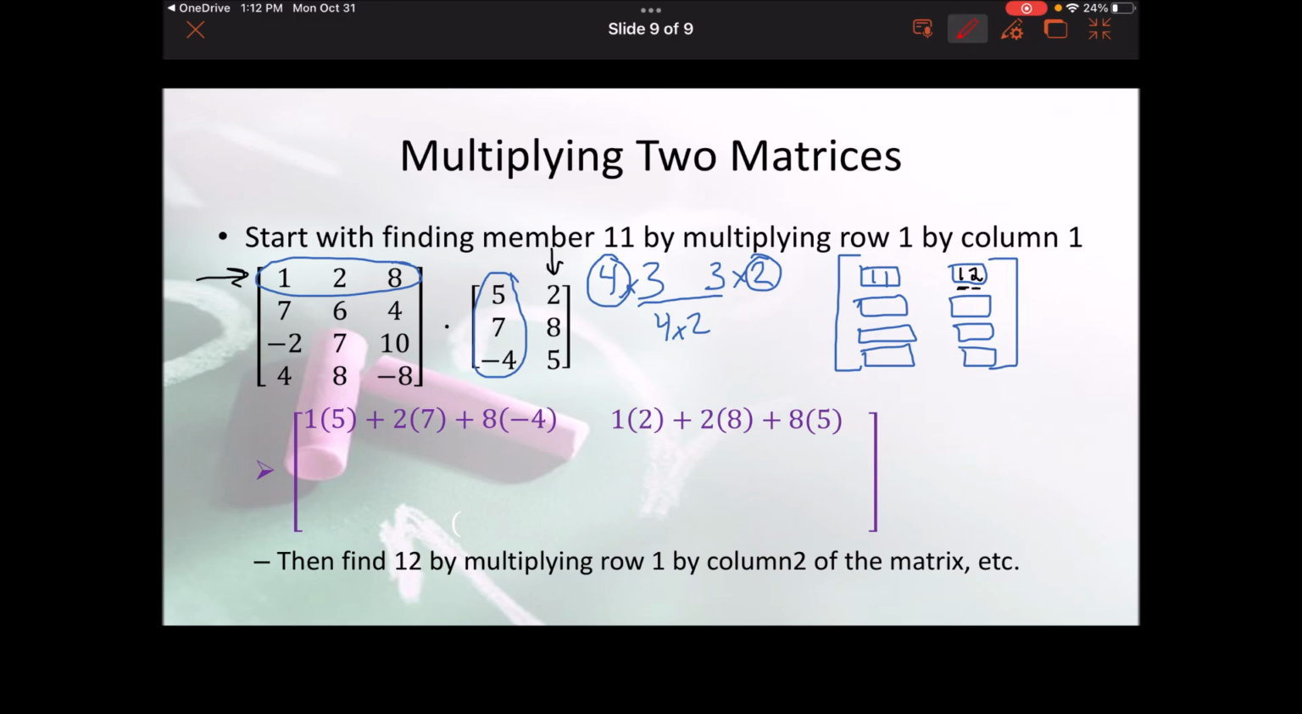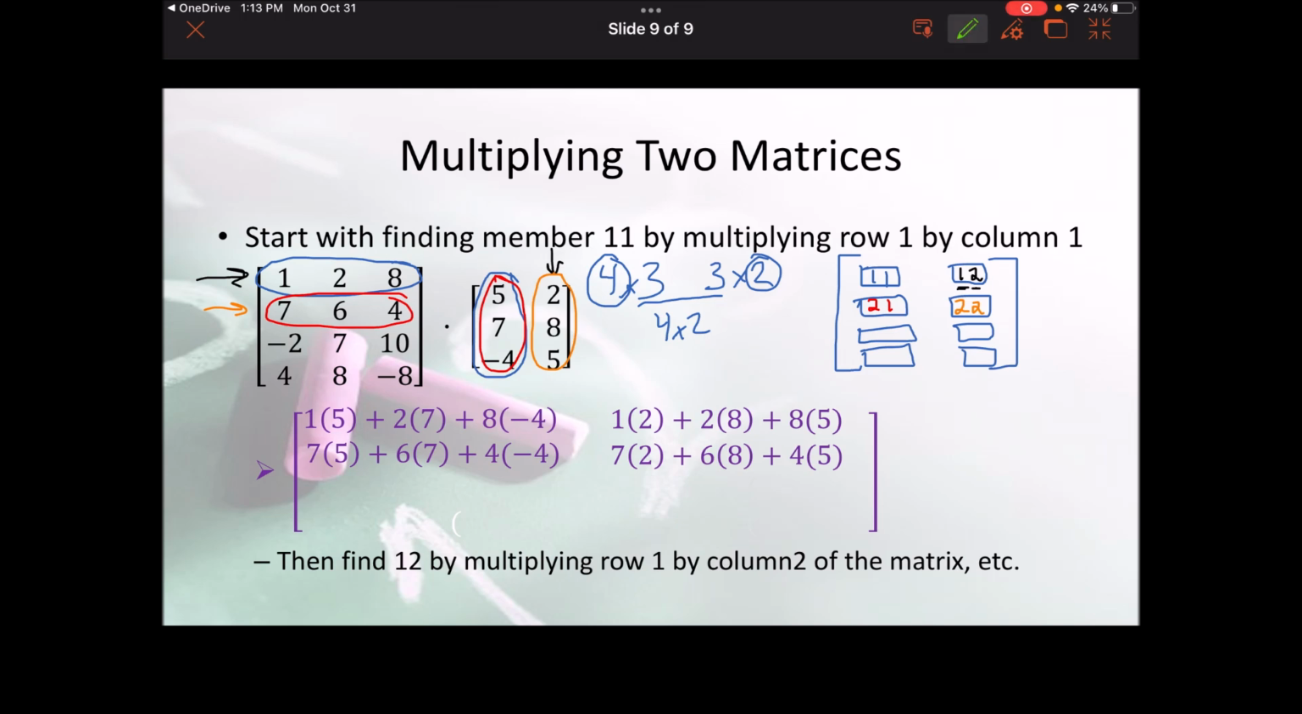Now moving to the next row, this is row 2, column 1. So I take row 2, and I'm going to multiply by column 1. Doing that, I get 7 times 5, 6 times 7, and 4 times negative 4. Going with element 2, 2, I'm going to take the second row and multiply by the second column. That will leave me with 7 times 2, 6 times 8, and 4 times 5.